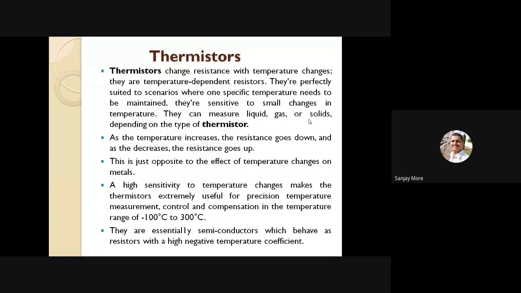Next line. To be maintained, comma. They are sensitive to small changes in temperature.